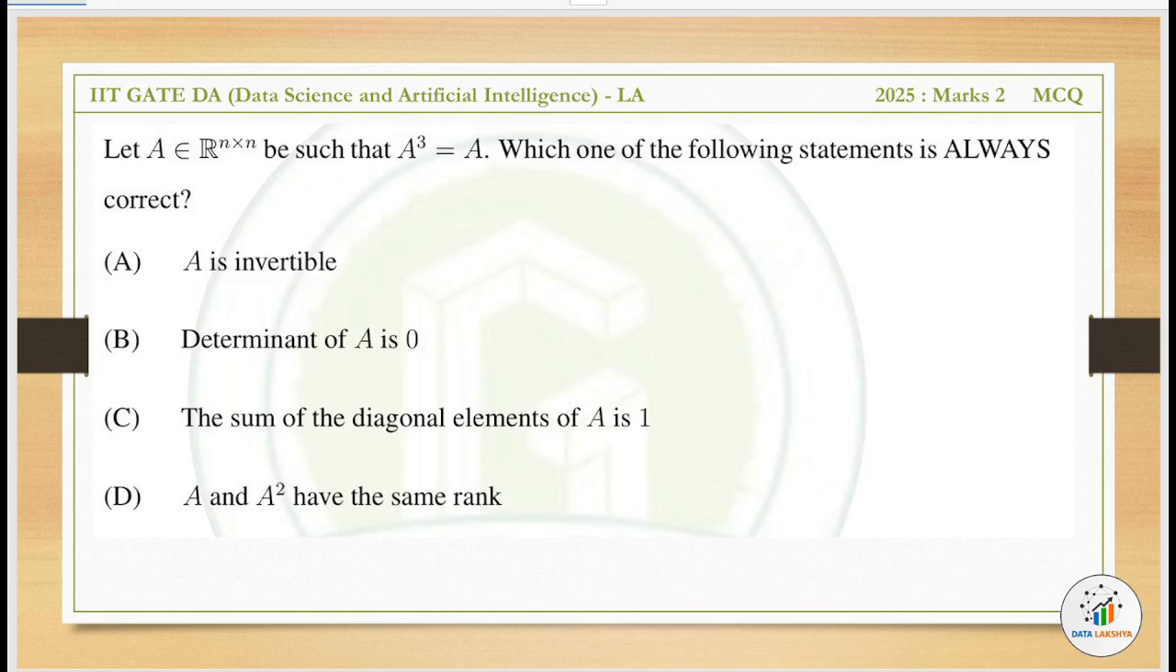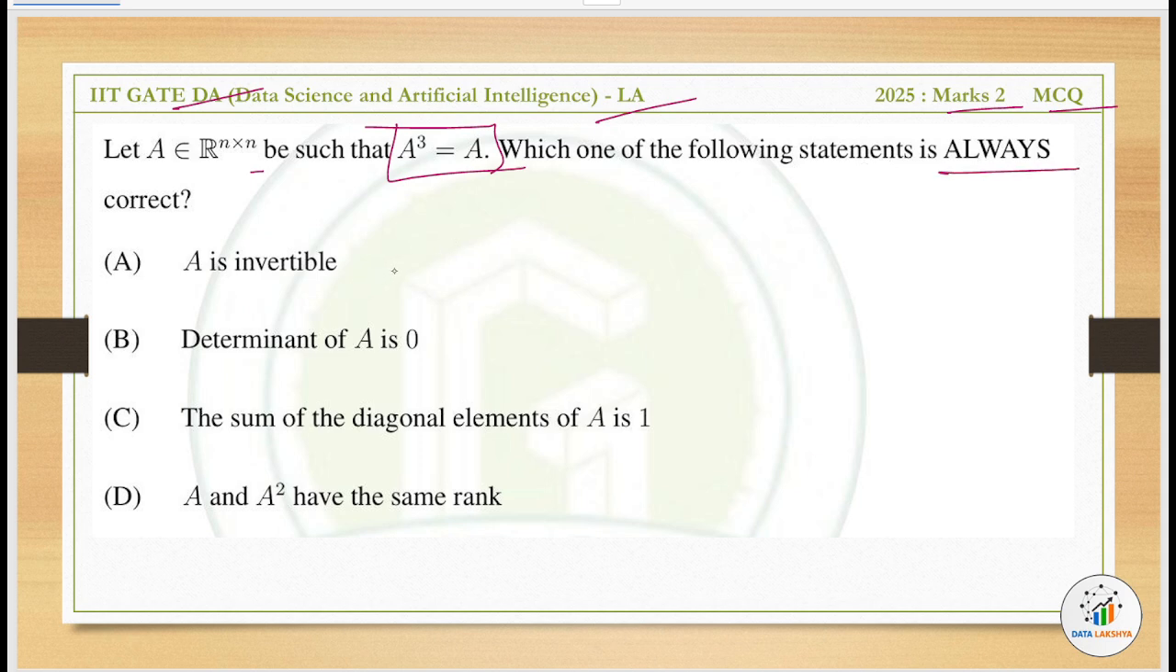In this video, we are going to discuss a question from the linear algebra section of the GATE DA paper, which is a 2 marks MCQ type. The question says, let A belong to R n by n, that is an n cross n square matrix with real entries, such that A cube is equal to A. Then which one of the following statements is always true?